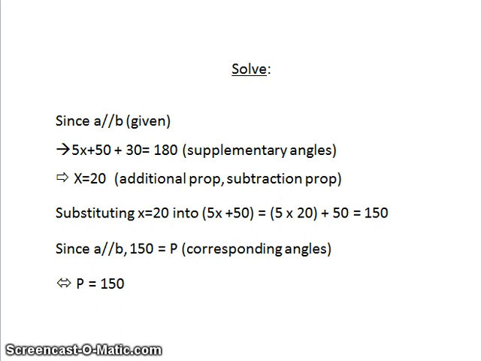Now substituting x equals 20 into 5x plus 50, you have 5 multiplied by 20 plus 50 equals 150. Since A and B are parallel, you have P equals 150 by using the properties of corresponding angles. Therefore, you will be able to find P equals 150. So that's it. You have the answer for the question: x equals 20 and P equals 150.